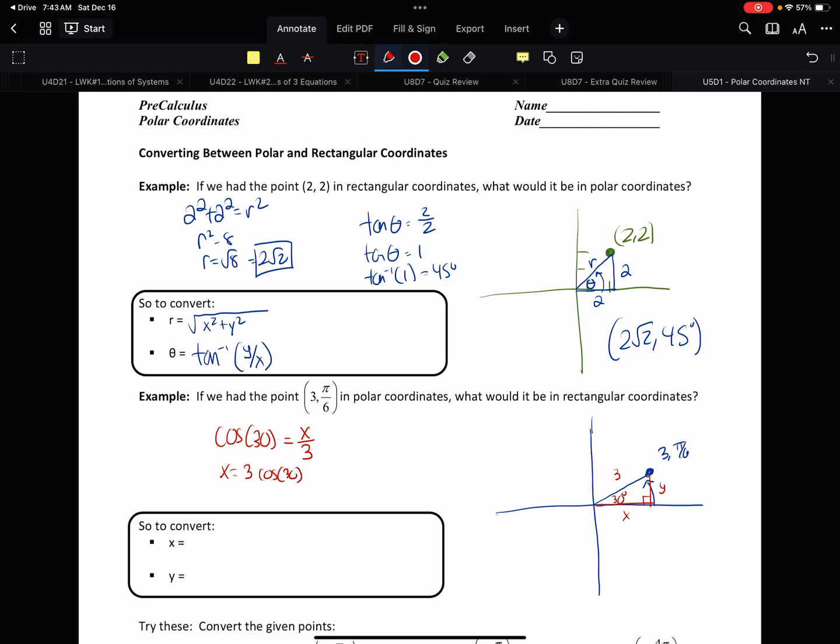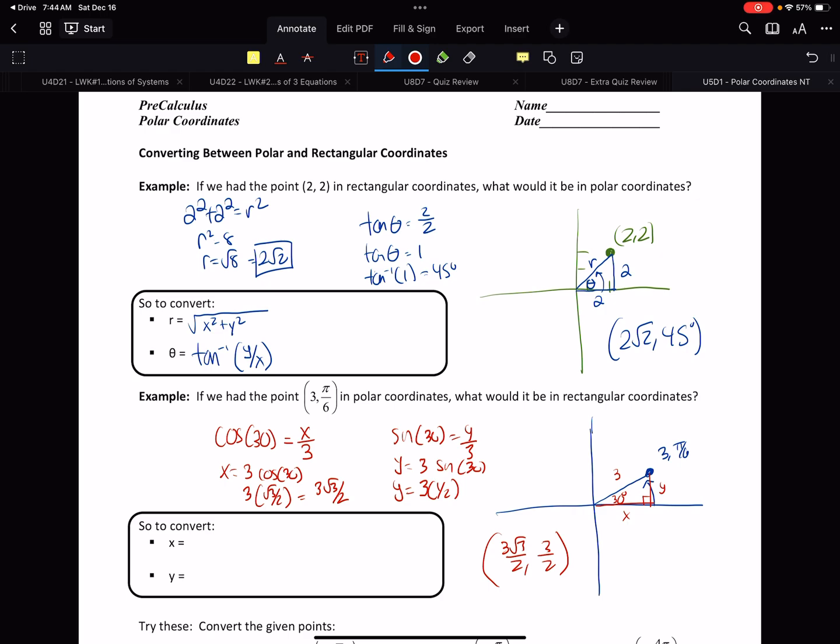All right, what's cos of 30? We know cos of 30 is rad 3 over 2. So this becomes 3 times rad 3 over 2, or 3 rad 3 over 2. If I want to solve for y, sine 30 equals y over 3, y equals 3 sine 30, y equals 3 times a half, or 3 over 2. So the rectangular point that we have here is (3 rad 3 over 2, 3 over 2). And this consistent method works every single time.